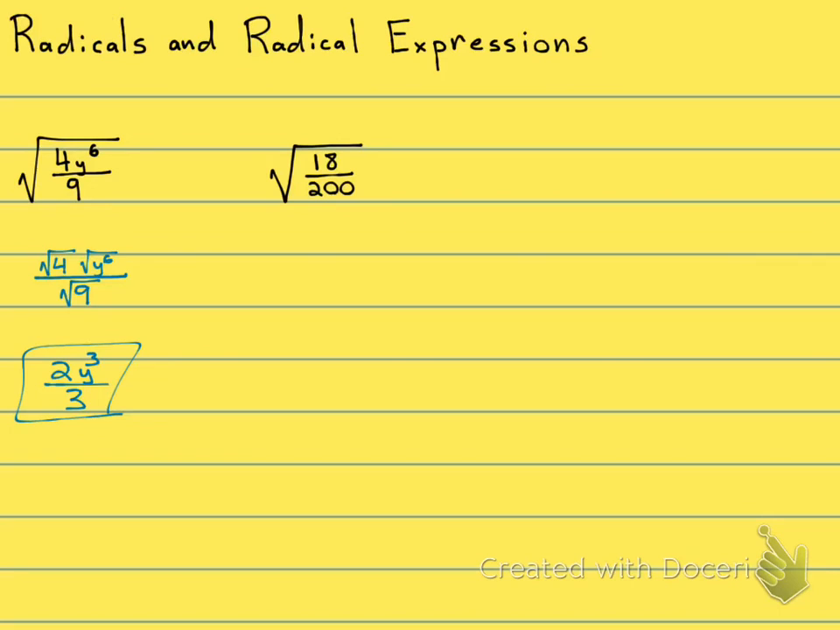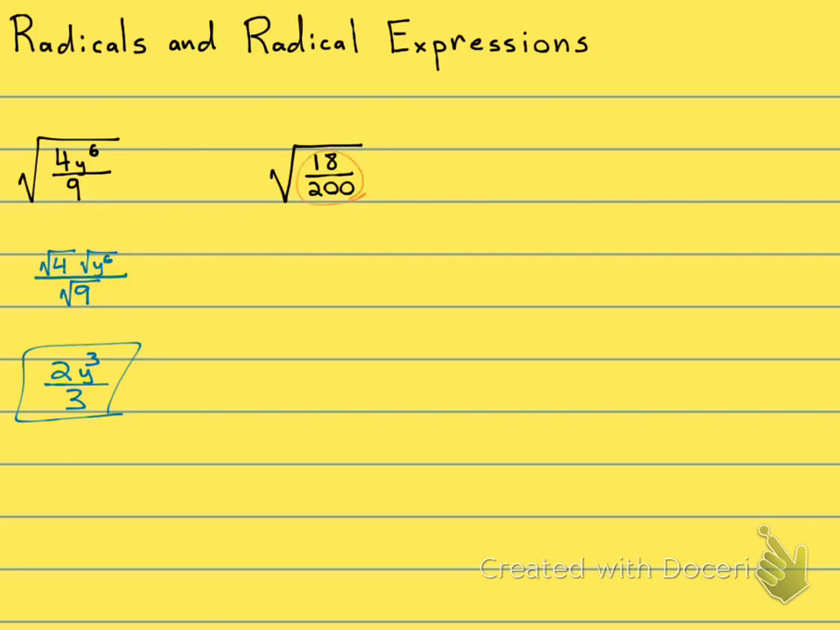Let's look at this one right here in the middle. Square root of 18 over 200. Now, I don't know the square root of 18, and I don't know the square root of 200. So I could split it up into 2 times 9 and 2 times 100, because I know that the square root of 9 is 3, and I know that the square root of 100 is 10. But what you're going to see is that you'll have a 2 in the numerator and a 2 in the denominator. So it's best to just simplify this before I try to look at the radicals.